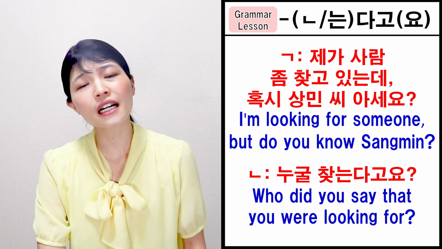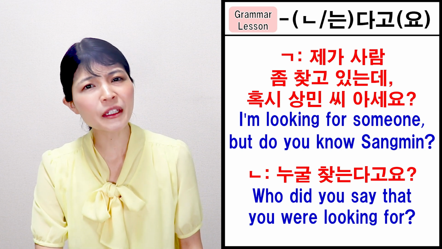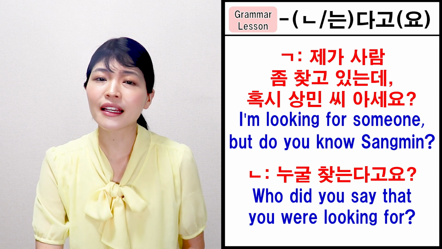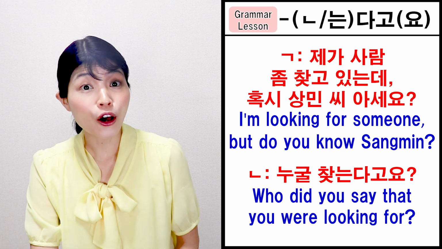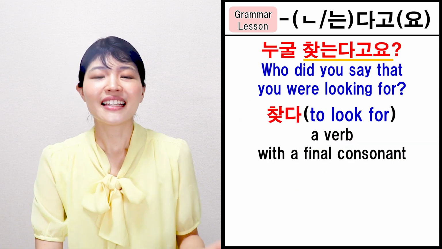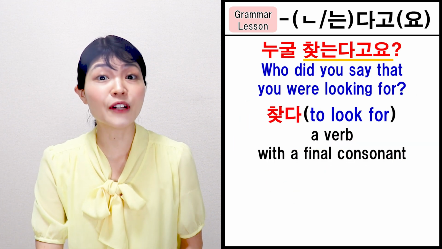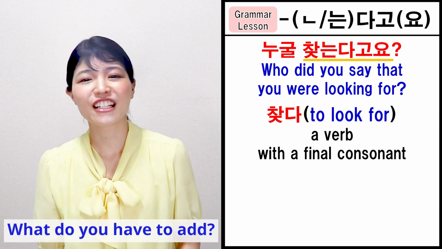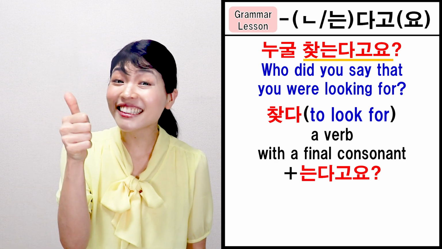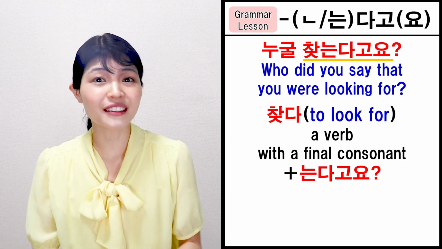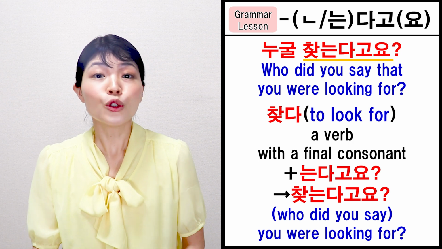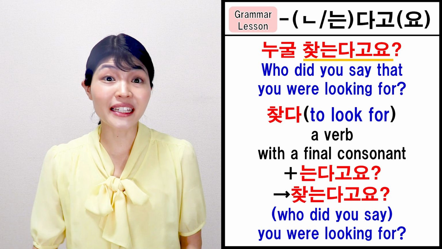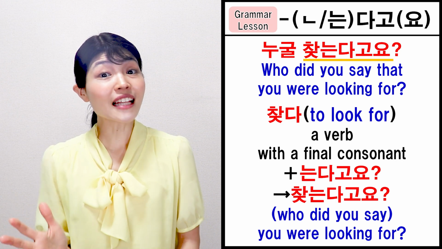제가 사람 좀 찾고 있는데 혹시 상민 씨 아세요? I'm looking for someone, but do you know 상민? 누굴 찾는다고요? Who did you say that you were looking for? Here, 찾다, to look for, is a verb with a final consonant. So, what do you have to add? 는다고요. Yes, you attach 는다고요 to make 찾는다고요. Who did you say you were looking for? In the example above, you raise the pitch at the end of the sentence like 찾는다고요?